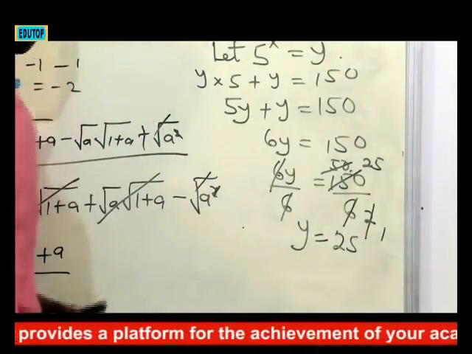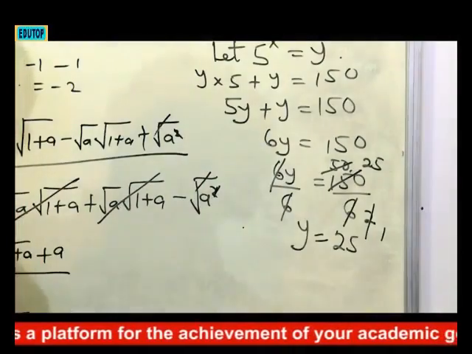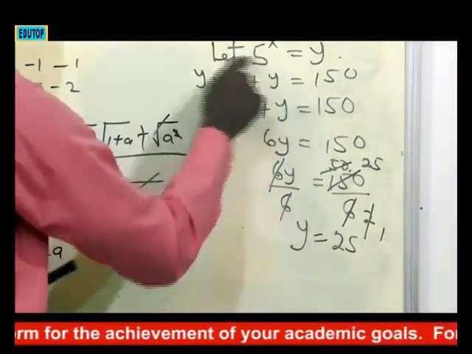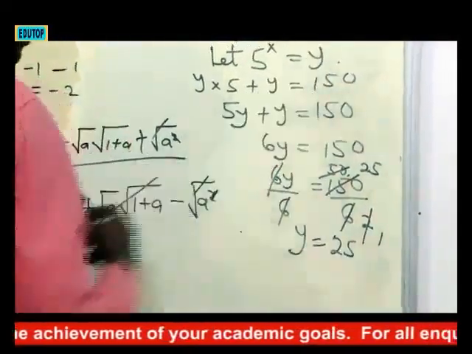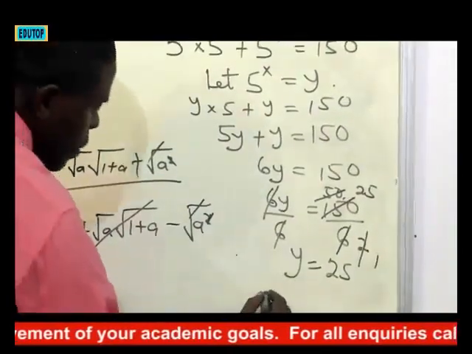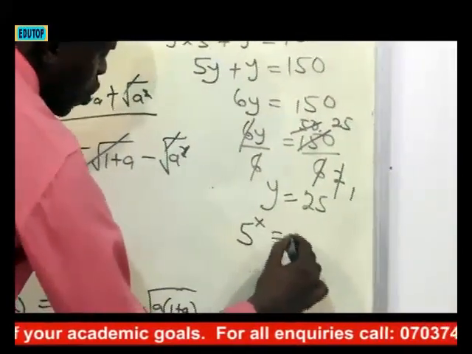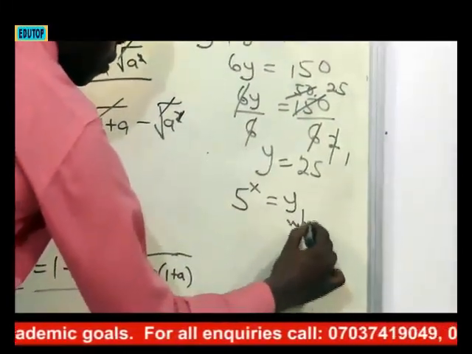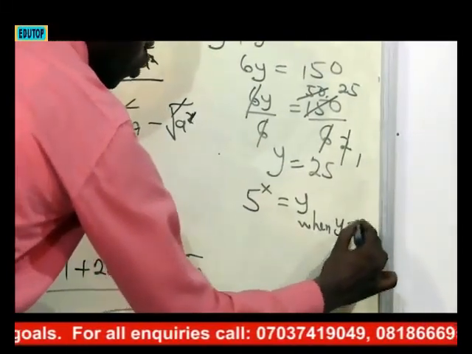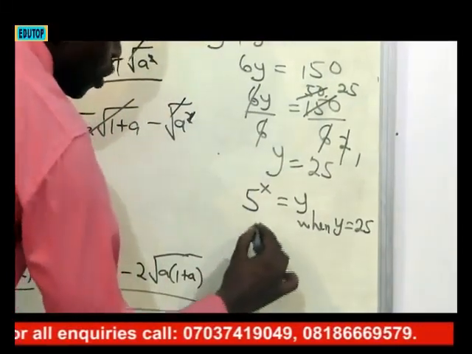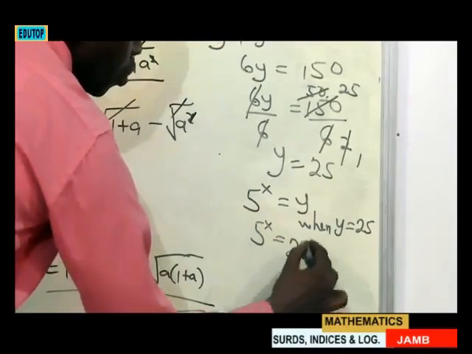Is it y that I'm looking for? No, I'm looking for x. But I have made an assumption here that 5 raised to power x equals to y. So that means I will come back to this place and say 5 raised to power x equals to y. Then when y is equals to 25, it means 5 raised to power x equals to 25.